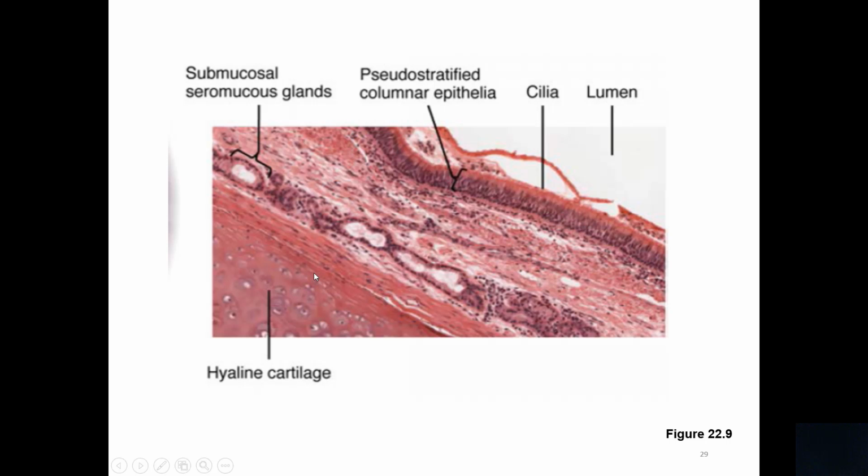That is the wall of the trachea. Inner layer, pseudostratified columnar epithelium, covered with mucus. Then we have submucosa with seromucous glands, and finally in the outer layer there are cartilage rings made of hyaline cartilage.